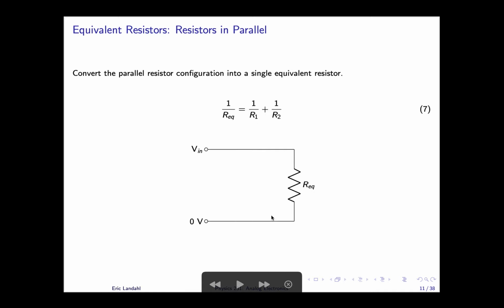And so following this formula, we end up with a situation here for resistors in parallel that actually appears to be the same as the situation for resistors in series. The only difference is that the actual value of the equivalent resistor is very different.